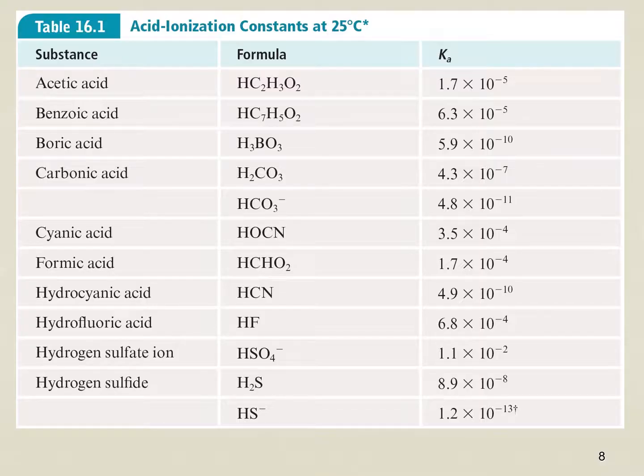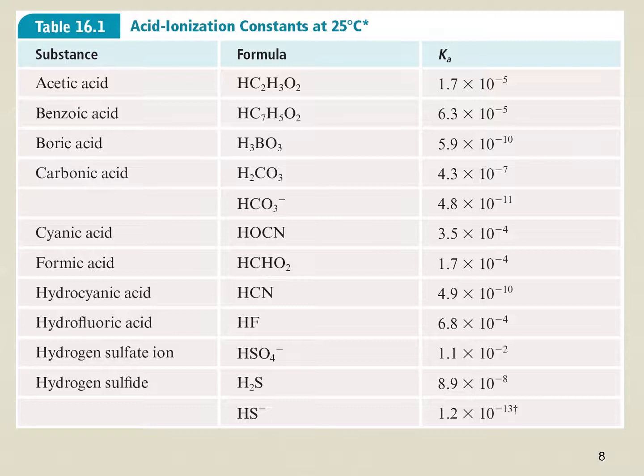So here you can see some of the typical Ka values. There's acetic acid, 1.7 times 10 to the minus 5. Benzoic acid is very similar. Boric acid, you can see 5.9 times 10 to the minus 10th, is a much weaker acid than either of the two above it because it has a much smaller Ka value.